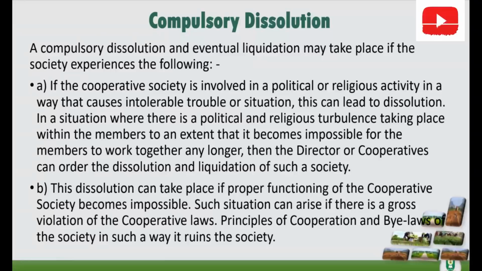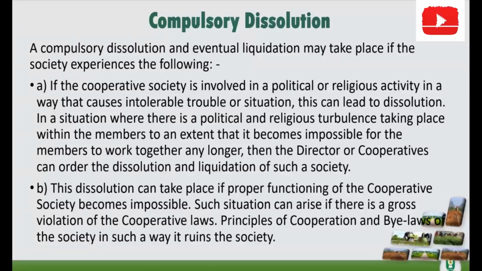Another way is a society that can no longer meet the demands of its creditors. They are heavily indebted and cannot meet their liabilities. And the creditors may call for liquidation of such a cooperative society. This can be achieved if they can convince the director of cooperatives to order the liquidation of the society. So you see, another way compulsory dissolution can happen is if the creditors can ask for it.